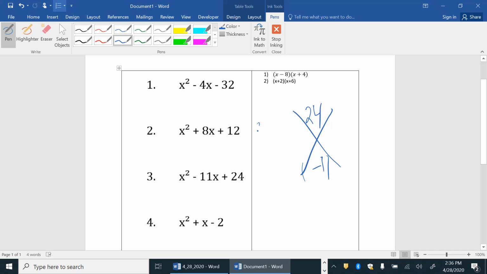So what I'm going to do is I'm going to write 24 like this, 1 and 24. And to get a negative sum but a positive product, I know they both have to be negative. All right, negative 2, negative 12, negative 3, negative 8. There we go. Negative 3 plus negative 8 is negative 11. So negative 3, negative 8 goes in there.